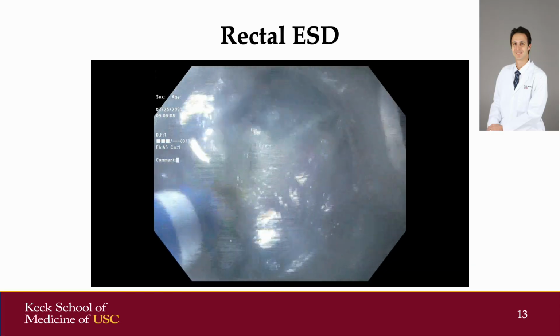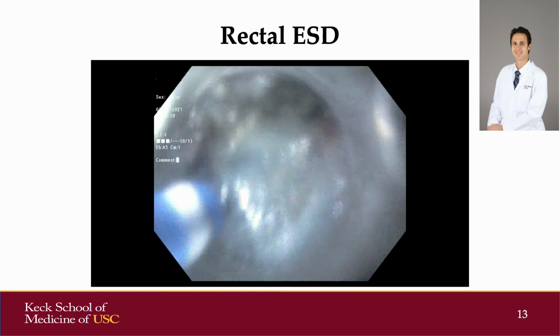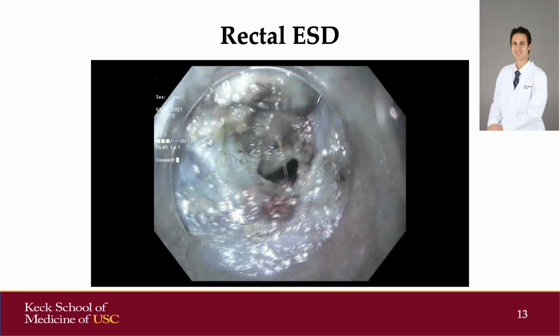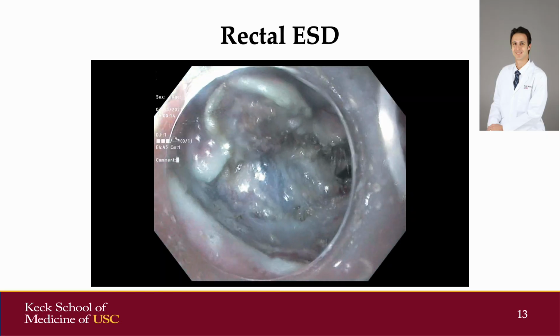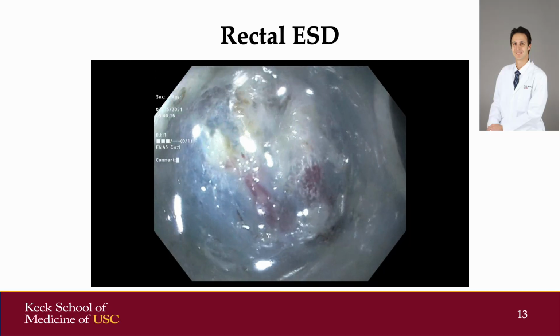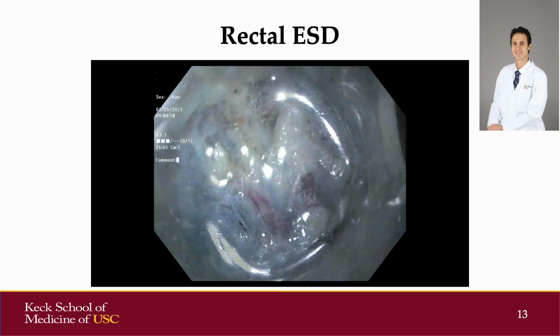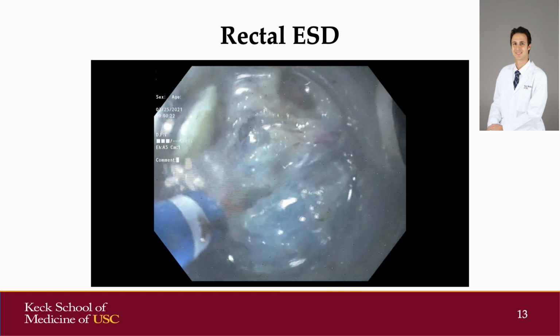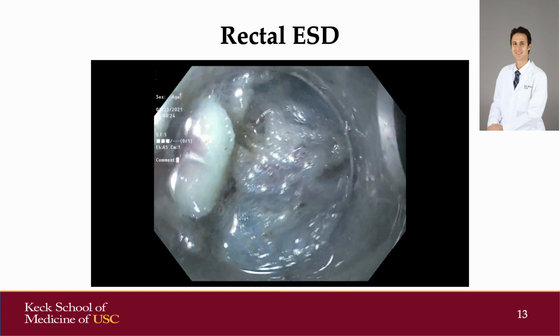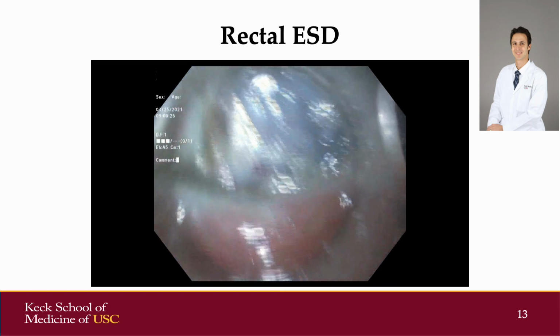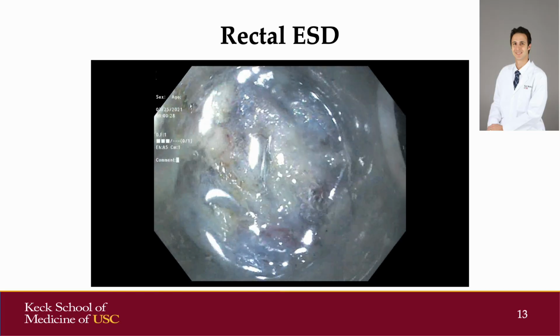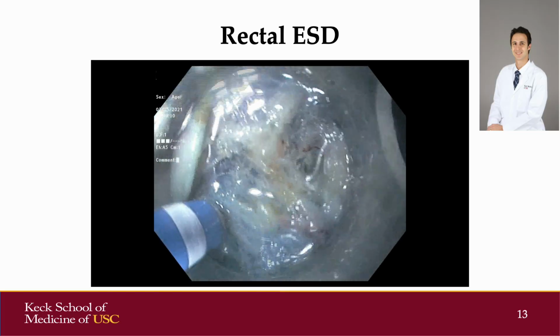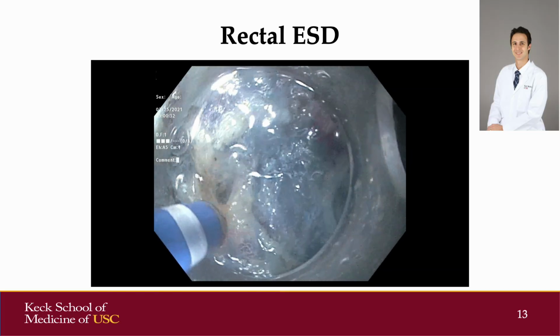dissect the submucosa, and what we can see here is that we are starting to encounter some submucosal fibrosis, which is fairly common when dealing with colorectal polyps, especially when we have polyps with high-grade changes such as tubulovillous adenomas or polyps with high-grade dysplasia or cancer.